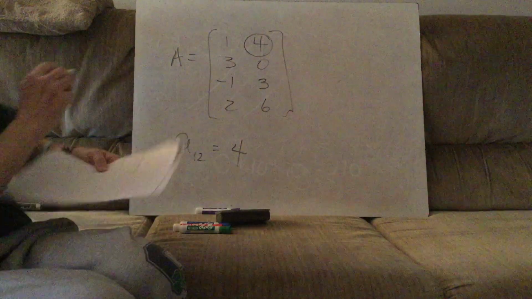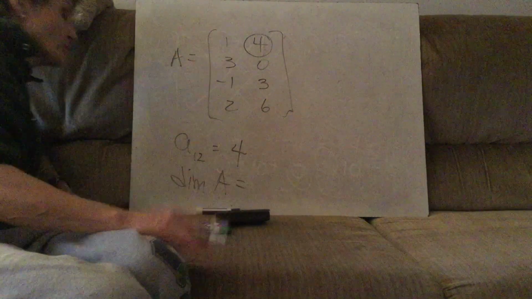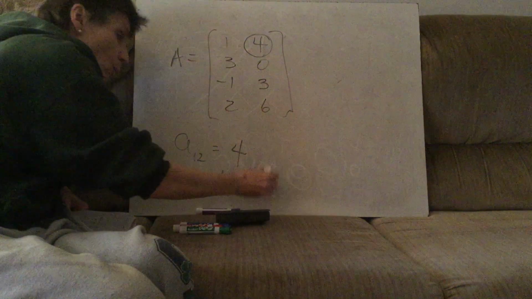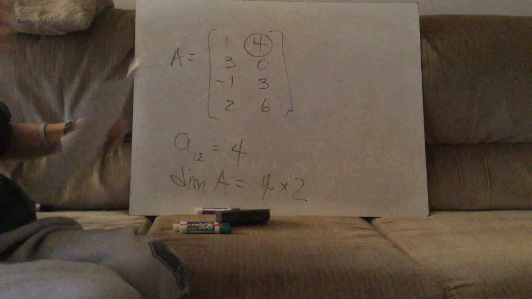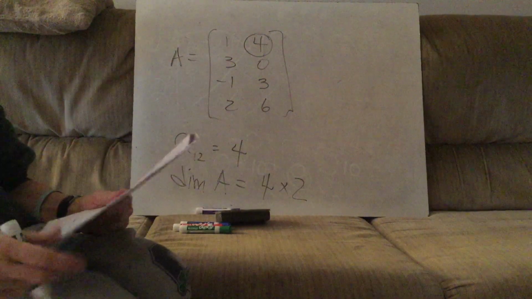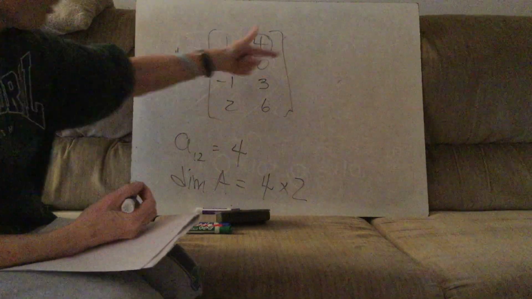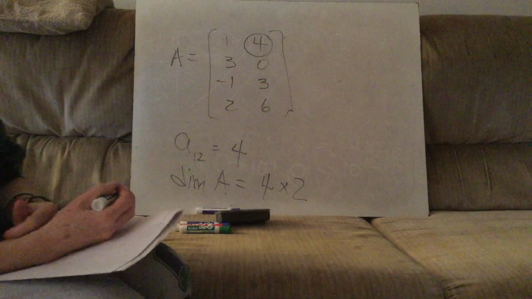What are the dimensions of that matrix? The next question says, what are the dimensions of matrix A? Well, how many rows does it have? 4. How many columns does it have? 2. So matrix A is a 4 by 2. Rows go across, rows of the bleacher, columns go up and down, columns of the White House.